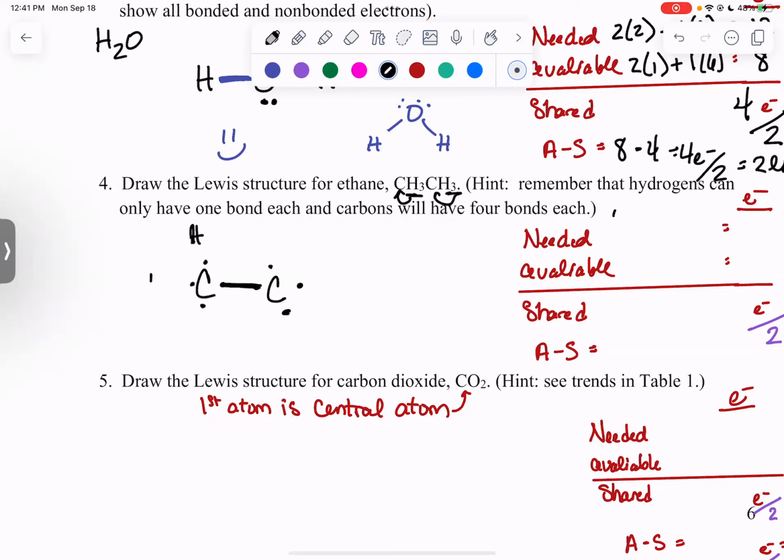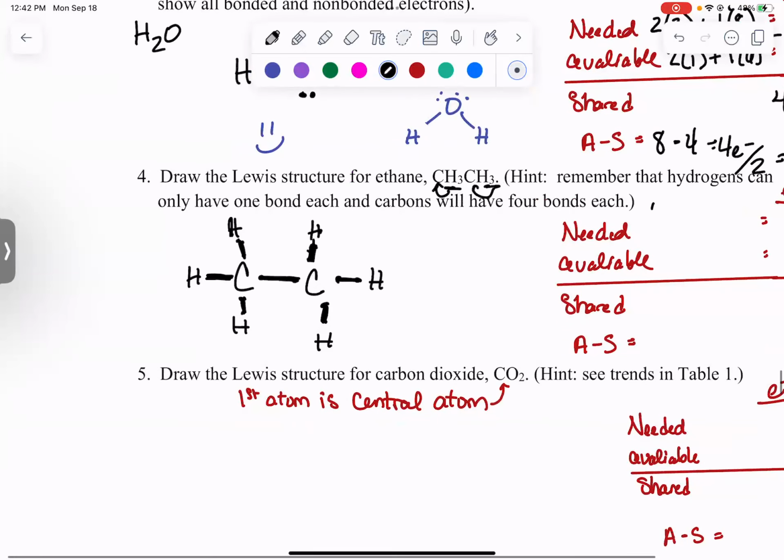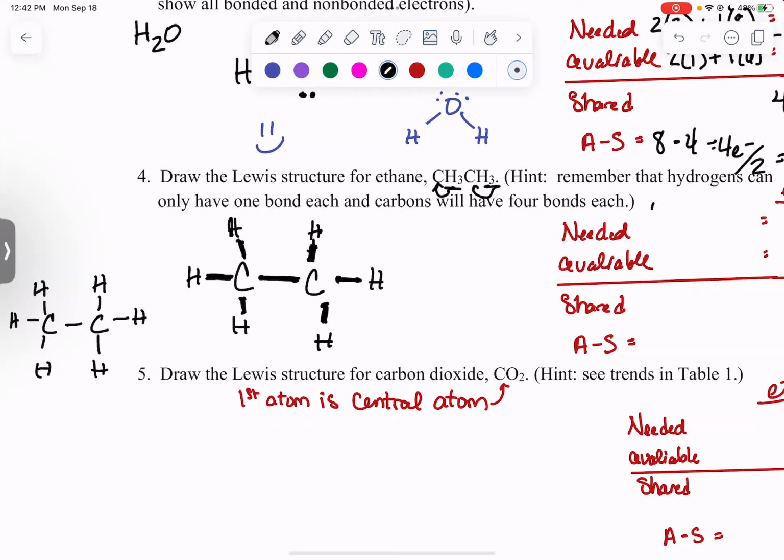So that tells me that each carbon needs a hydrogen, and each hydrogen has 1 bond. So what I'm going to do now is bond those hydrogens to the carbons by sharing those valence electrons. It's just a single bond. Okay, so now, if you were turning this in, you would redraw it like this, just so it was clear to me what you were trying to draw.